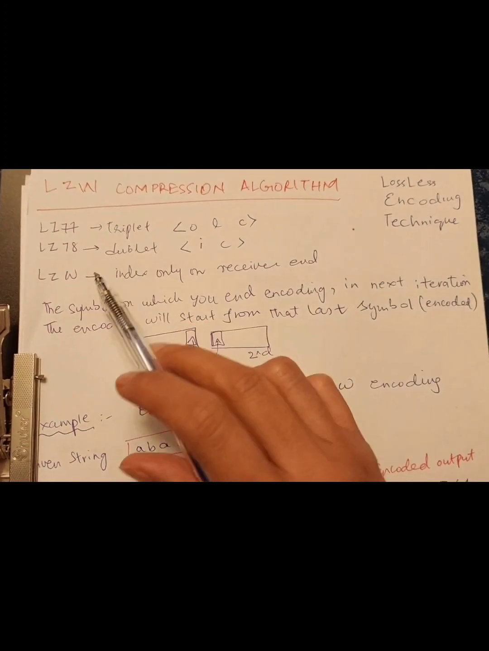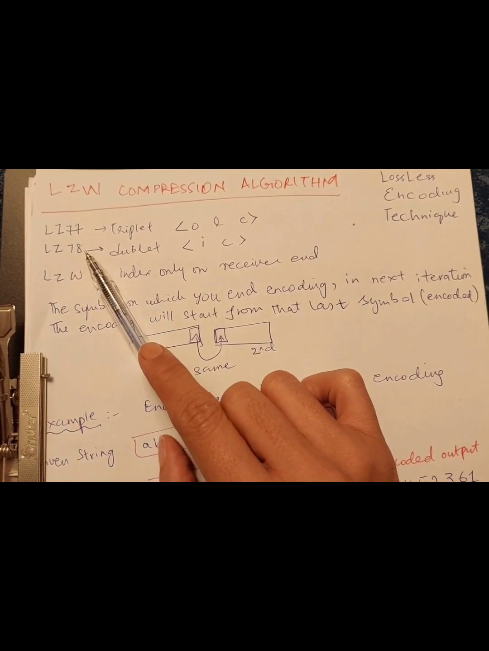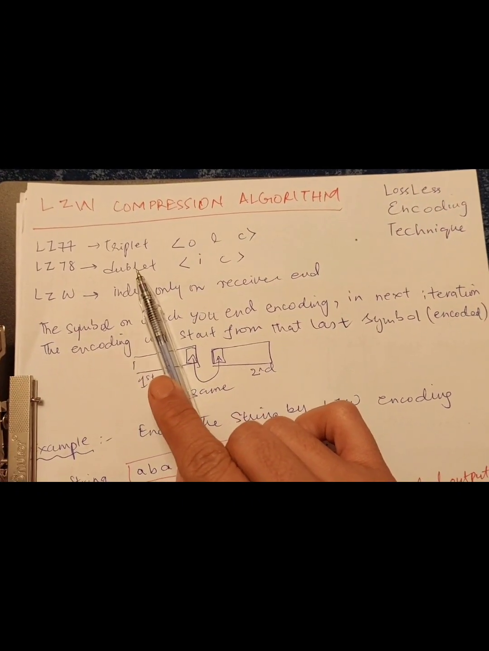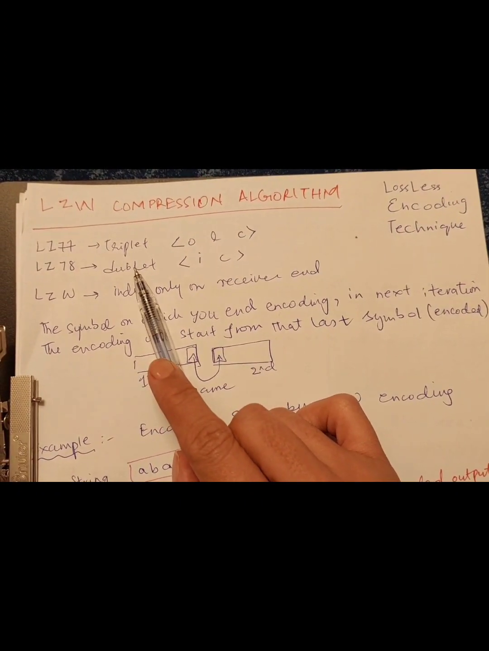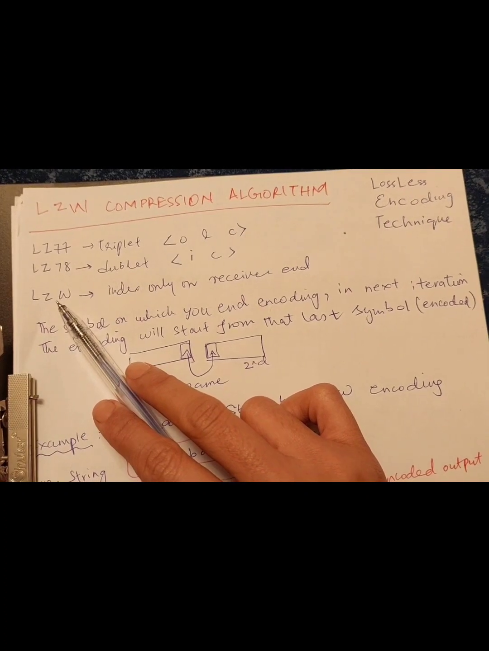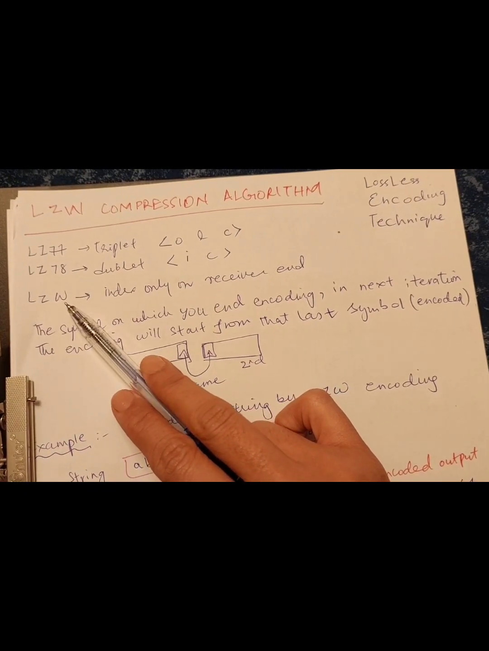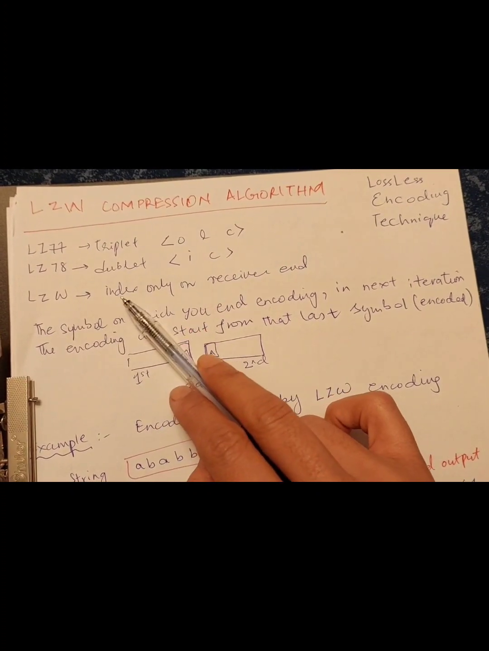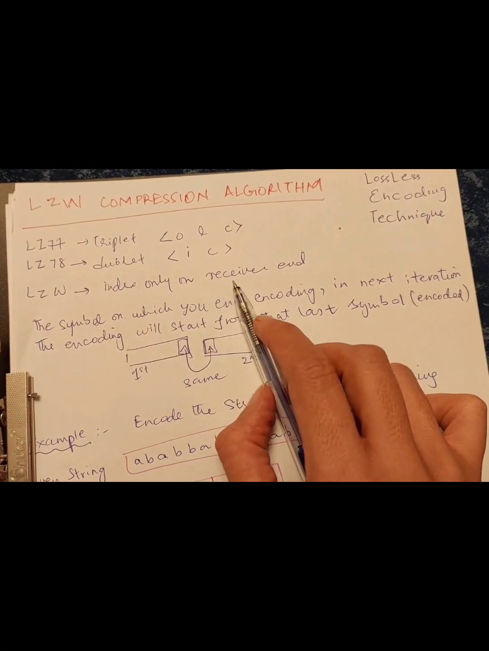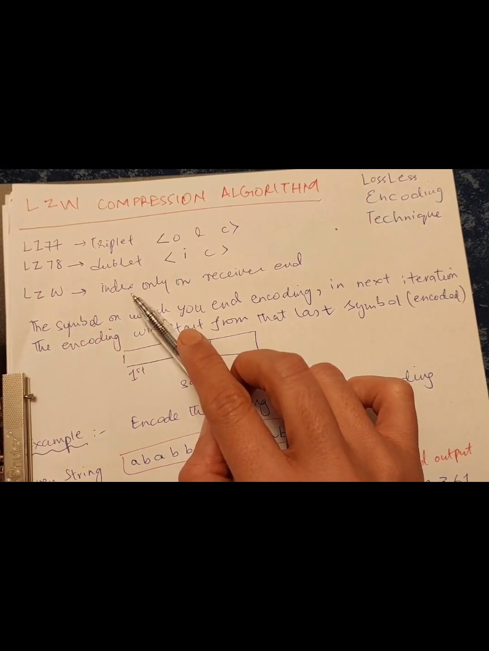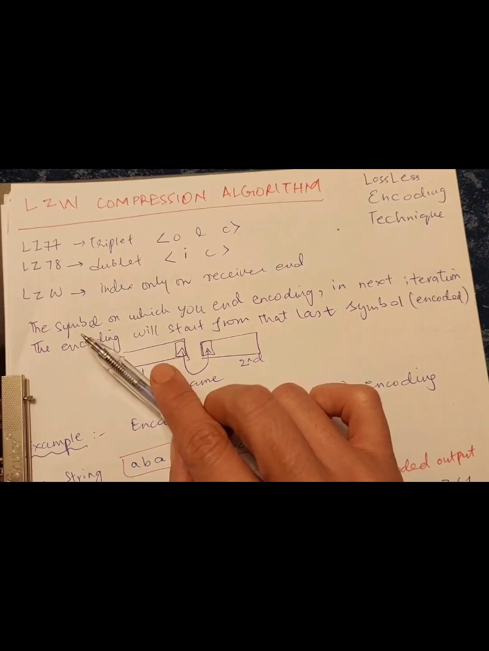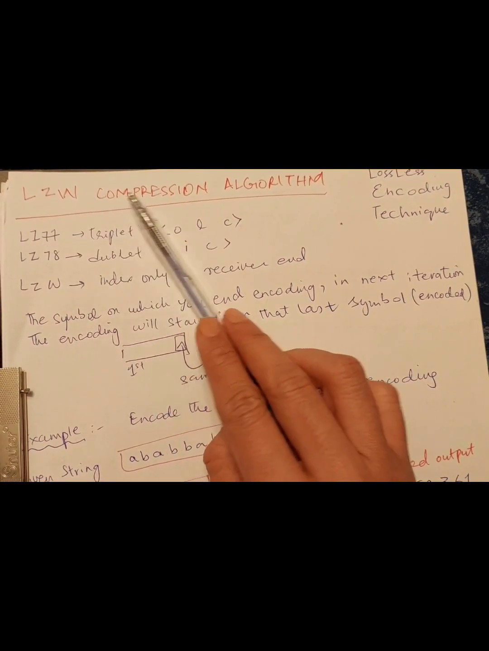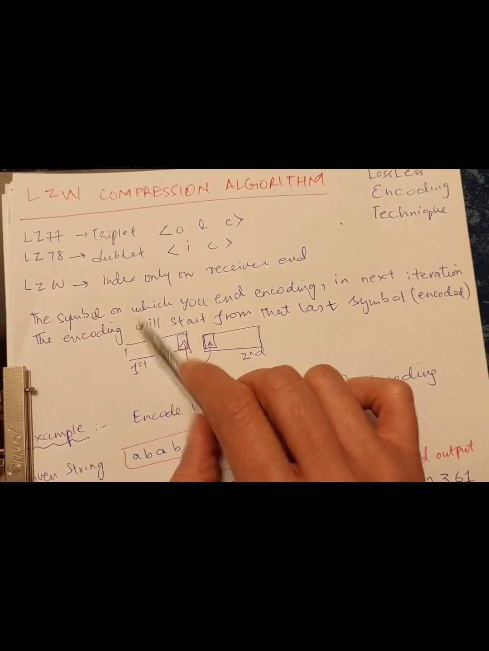Just similar to the LZ77 and LZ78 techniques, in which we used to have triplet and doublet representations of the data, we are now going to study the LZW technique, in which you do not need any triplet or doublet representations. You simply need an index on the receiver side, and with the help of that index you can recover your data.